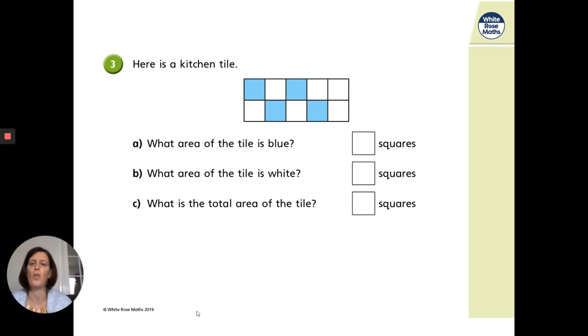Okay, next question. Here is a kitchen tile. What area of the tile is blue? What area of the tile is white? And what's the total area of the tile? So the whole area of the tile. Pause if you need to. Okay, so the area that was blue, that was 4 squares. Area that's white, 6 squares. So the total area will be 6 plus 4, or you might have counted it, 10 squares.